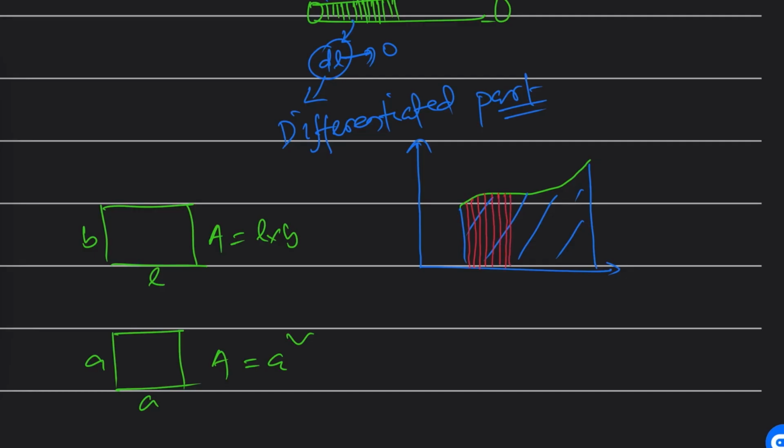Smaller pieces means, sir, what should be the thickness? Thickness as small as you can divide. So I'm talking about this small thickness as dx. This is called the differentiated form of x. Understood? I hope you understood.